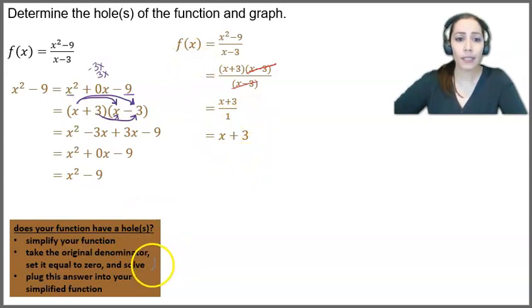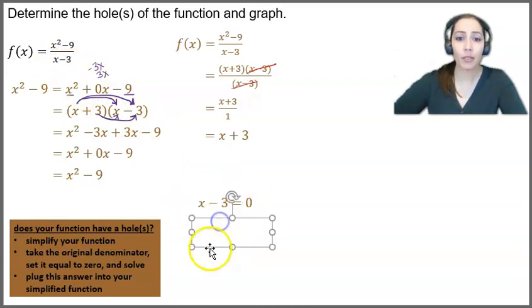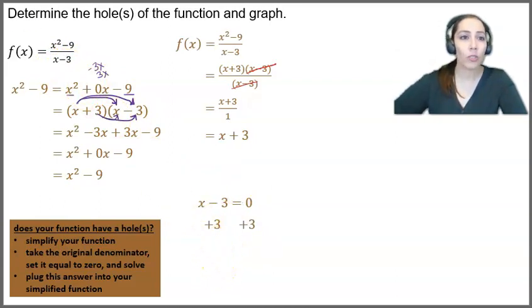Now the next part here says to take the original denominator, set it equal to 0, and solve. So our original denominator was x minus 3. We will go ahead, set that equal to 0, and solve for x. We'll start by adding 3 to each side, so the 3's will cancel out on the left, and we end up getting x equals 3.